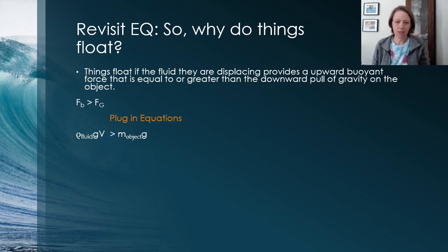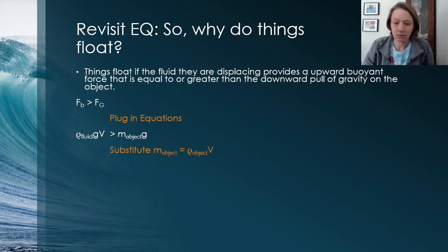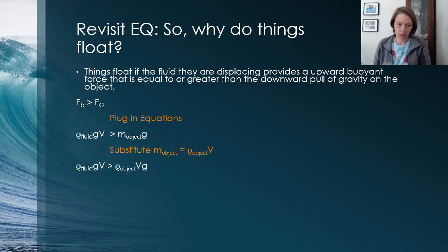If we plug in some equations for those variables, we know that buoyant force is the density of the fluid times gravitational force field times the volume of fluid that's being displaced. That has to be greater than, now, the equation for Fg, which is the mass of the object times gravitational force field. I'm going to substitute in for the mass of the object, the density of the object times its volume, which is essentially that very first density equation that we came up with earlier in this unit.